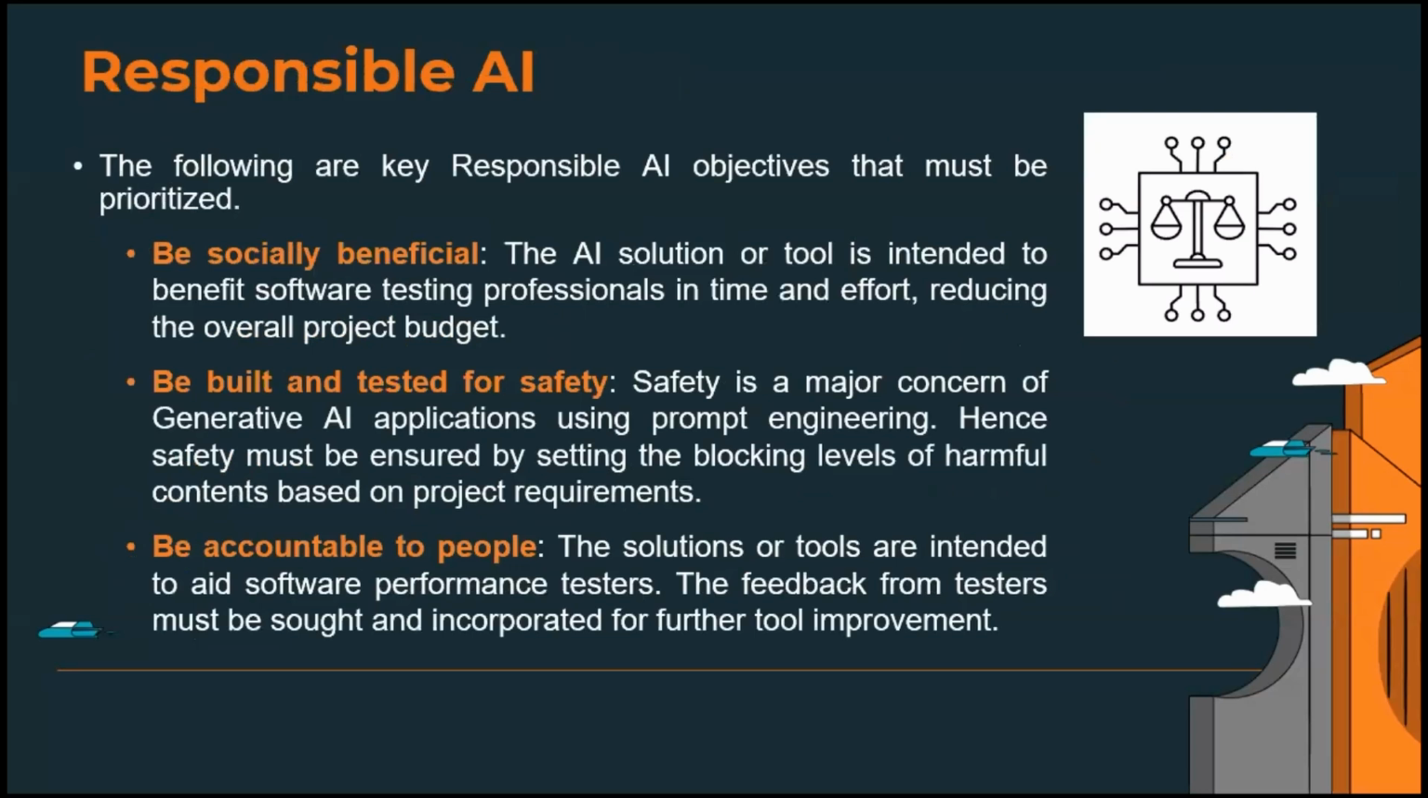Again, another thing is responsible AI. Since I use Google Gemini, I've tried to use some of the responsible AI principles by Google. As you can see, be socially beneficial. That's the major thing everybody has been trying to ask about yesterday, and to see how it doesn't go to bad people, or how it can be used only for good things. For this, what we are trying to achieve is for software testing professionals to benefit from it and to reduce their time and effort.